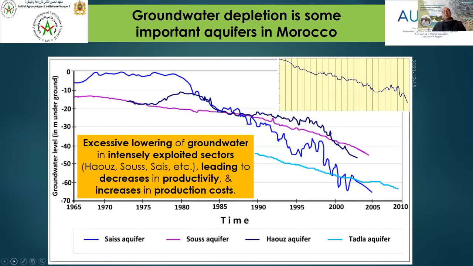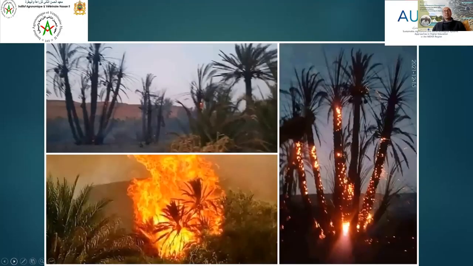This has an impact on groundwater depletion in many parts of the MENA region. I will give here an example in some areas of Morocco where we have excessive lowering of groundwater in intensively exploited sectors. You see the decrease of the water table. We have also another phenomenon.